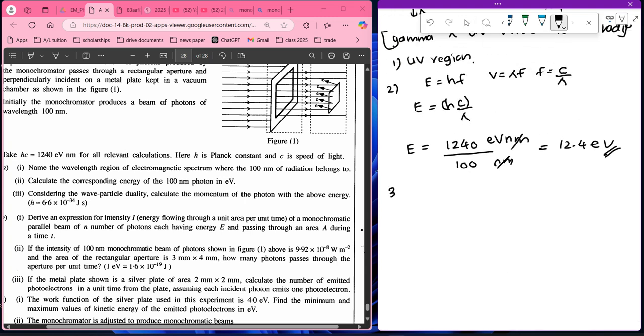Question number 3. Considering the wave particle duality, calculate the momentum of the photon with the above energy. So the value of H is given.